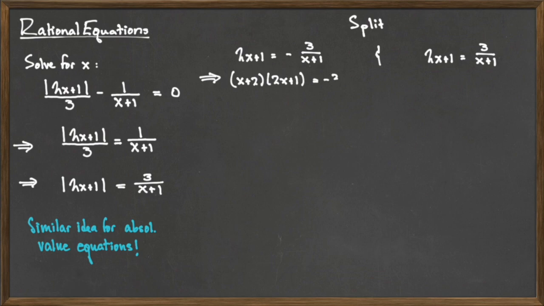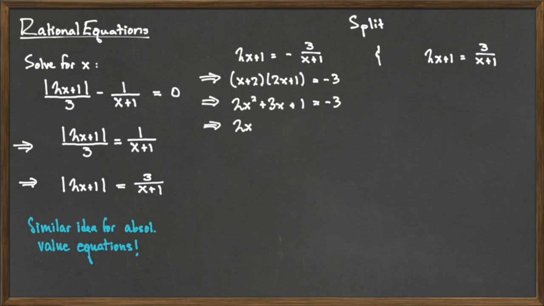I now have two rational equations that I need to solve, and that's fine. It might just take a little bit more work, but this is still doable. I now can rely on the idea of turning our rational equations into polynomial equations. Starting with the equation on the left, I'm going to multiply both sides by x plus 1. This is going to give me x plus 2 times 2x plus 1 equals negative 3.